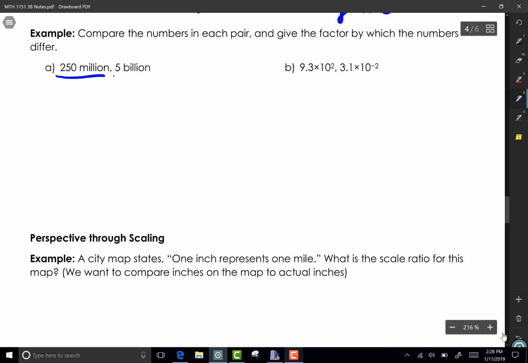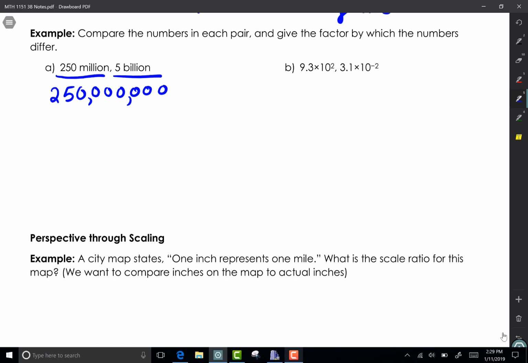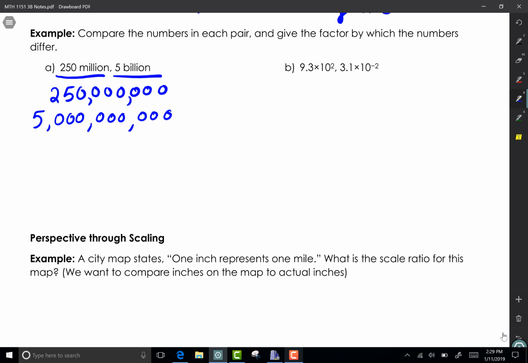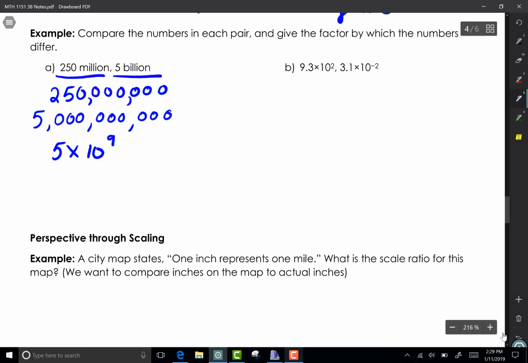So when you first look at this, let's write out 250 million. Million means 6 zeros. So 1, 2, 3, 4, 5, 6. So there's 250 million. And then billion is 9 zeros: 1, 2, 3, 4, 5, 6, 7, 8, 9. So we're going to take 5 billion, which is 5 times 10 to the 9th, because I've got 9 zeros. And then we're going to divide by 250 million, which would be 2.5 times 10 to the 8th, because I'm going to move my decimal place over 8 places: 1, 2, 3, 4, 5, 6, 7, 8 to get 2.5.